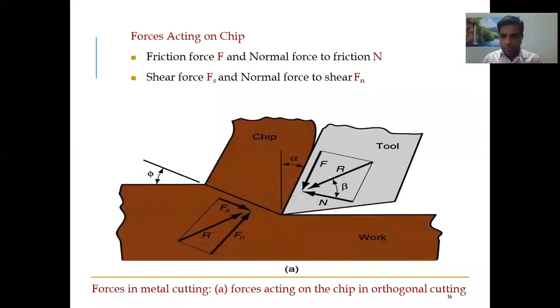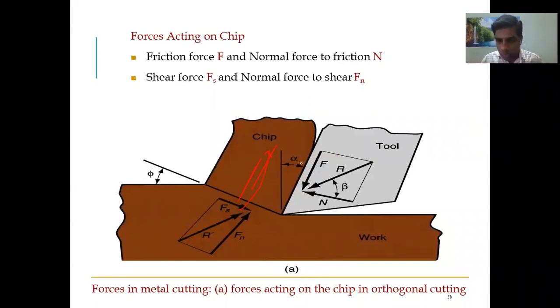So in this figure, the gray portion is the cutting tool, and the red portion is your workpiece. In that workpiece, this projection is nothing but a chip. So the chip is coming out on this face. When the chip is flowing on this face, the chip is continuously moving on this surface, so there are some frictional forces acting. Whenever there is relative motion, there is a possibility of friction between the two contacting surfaces.